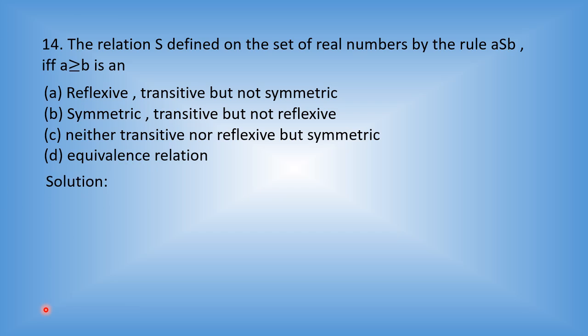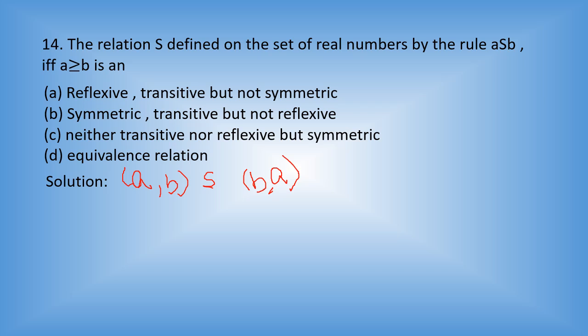We'll check here. To check this one, we'll take an element. If I take one element a belonging to the set, a is related to a. Yes, the ordered pair (a, a) belongs to the relation S here. Yes, that is reflexive. Next one. To check symmetric, I'll take one ordered pair (a, b). If the ordered pair (a, b) belongs to the relation S, then the ordered pair (b, a) also should belong to the relation S here. If the ordered pair (a, b) belongs to S, it means a is greater than or equal to b.